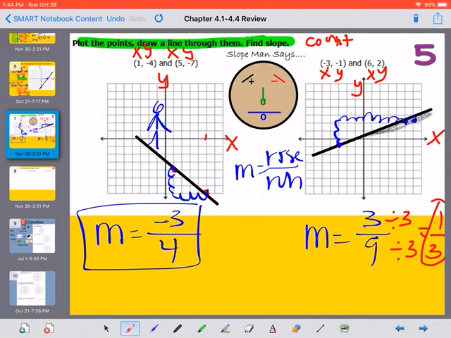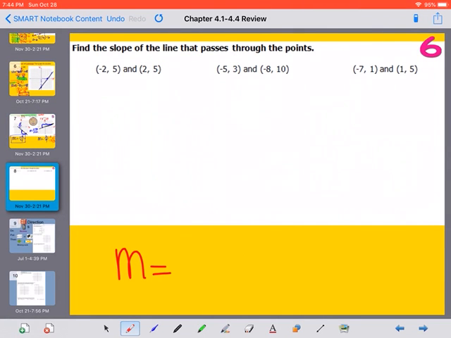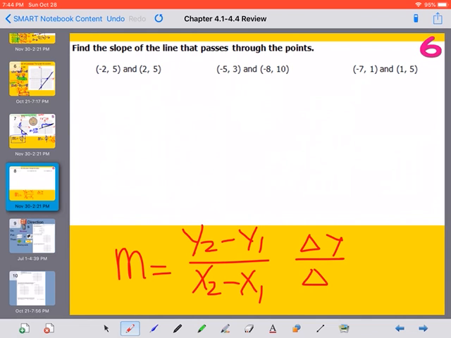The last way we learned to find slope was using our slope formula, which was y2 minus y1 over x2 minus x1. It's really our change in y over our change in x. The triangle stands for change. So we're going to label our points. X, y, that's our first point, they get 1s. X, y, this is our second point, they get 2s. So we're going to plug them in to this equation here.